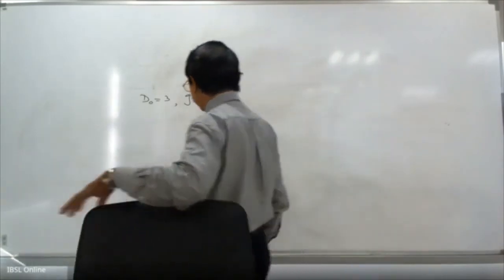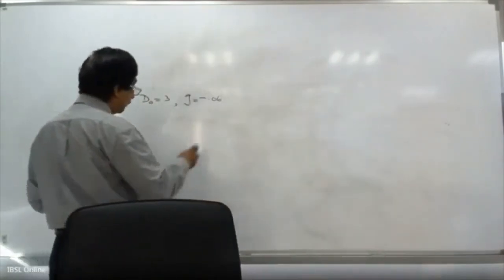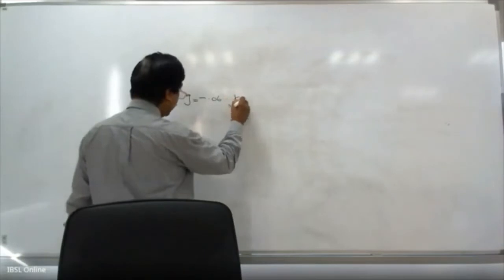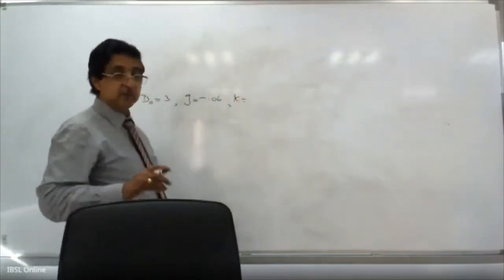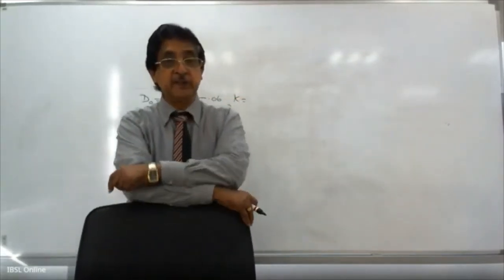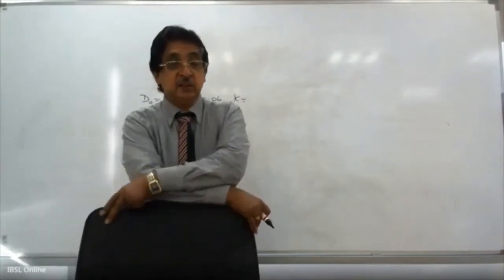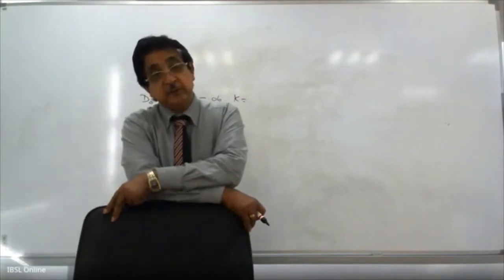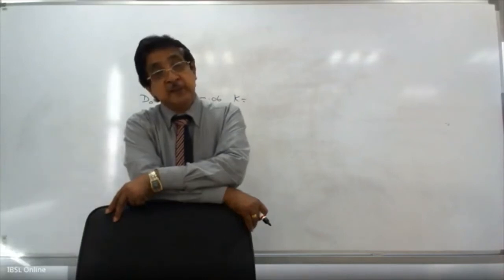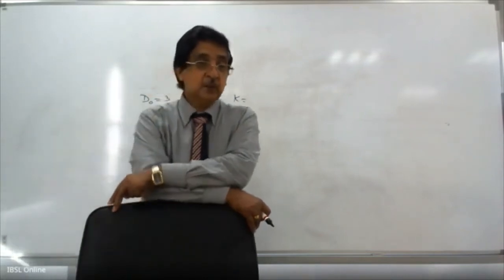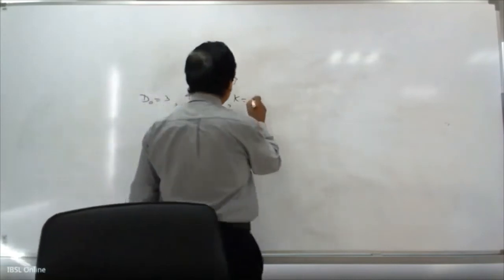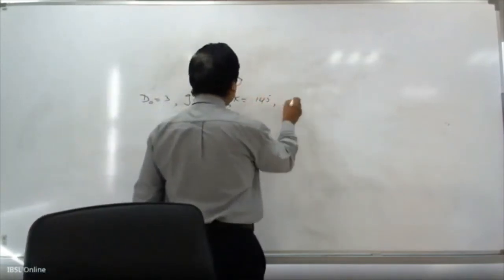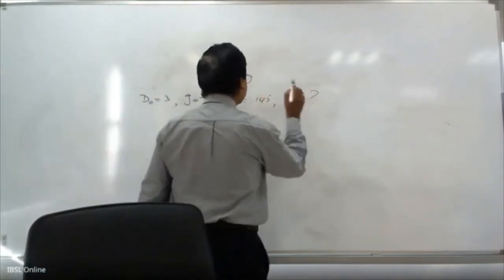G is minus 0.06 and K we have to find out. Sorry, K is given. It is 14.5. Now, when you say 14.5, it's a percentage, whereas when we apply it in calculations, we have to put it as 0.145. So we call it a decimal presentation of percentages, 0.145. And we need to calculate P0.